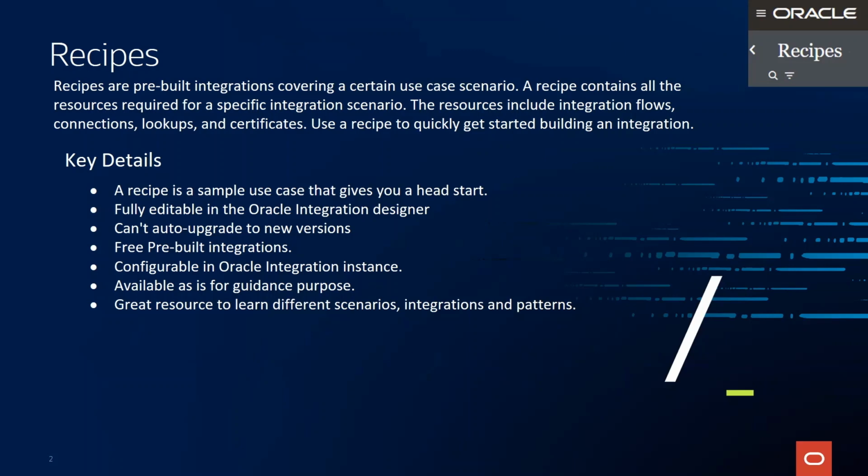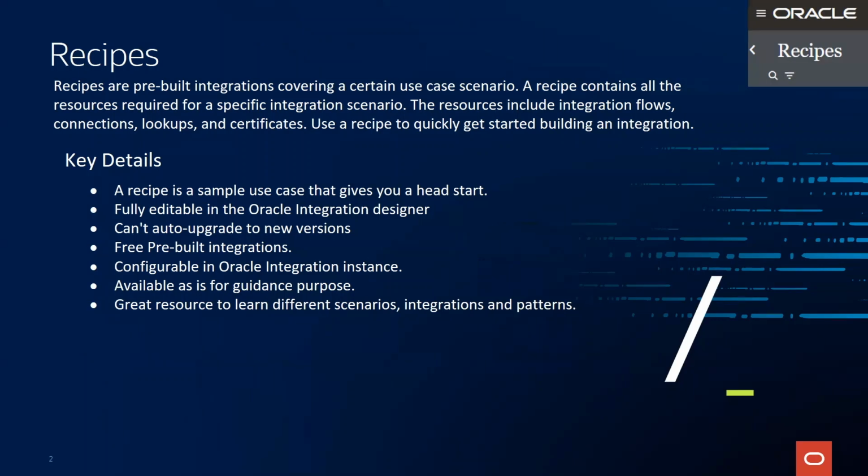All the artifacts, like connections, lookups, and if the recipe includes a JavaScript library, its certificates and so on, are included. You can use recipes to quickly get started building an integration. Some of the key details: these recipes are fully editable. Within the Oracle Integration store, you can find a recipe, install it, learn from it, edit it, and make changes. They're not auto-upgradable.